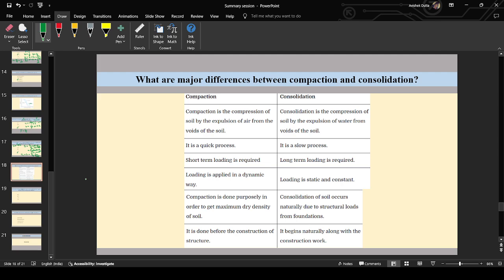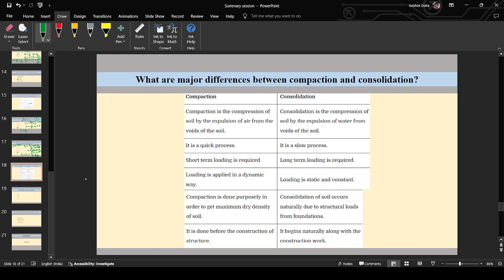The loading can be applied in a dynamic way in compaction because the intensity and frequency of the loading can be changed. Whereas in consolidation, the intensity of the loading should be constant, the frequency also constant. It is a static loading, not changing for a long term. Static constant load for a long term is required for consolidation. Now compaction is done purposely before the construction of any structure. Why? To get the maximum dry density.